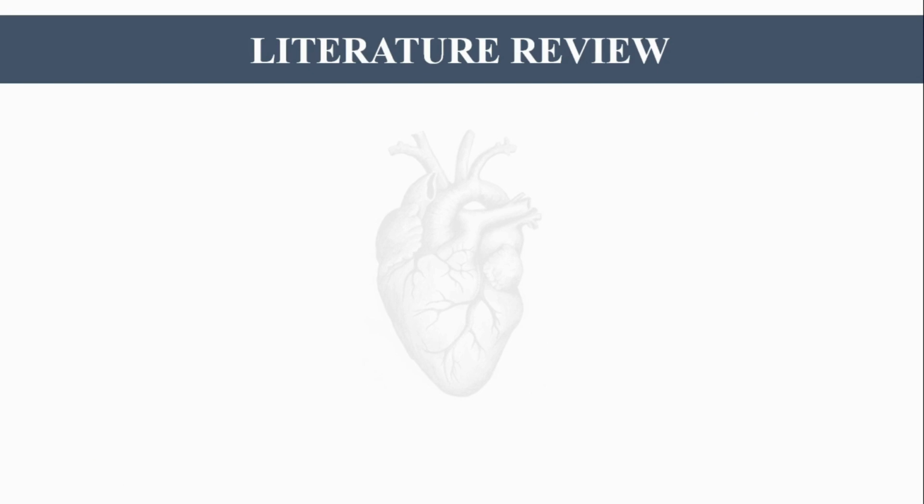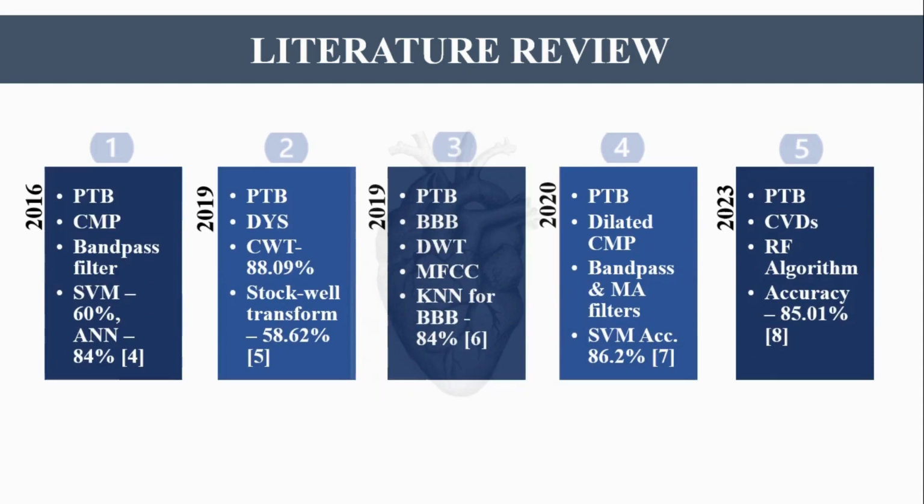Next is the literature review. We have selected the articles which have utilized the same PTB Diagnostics ECG database for the same classes which we have opted. An article from 2016 has used bandpass filtering and machine learning algorithms, SVM having an accuracy of 60% and ANN, which is artificial neural network, with an accuracy of 84% for classifying cardiomyopathy from PTB Diagnostics.